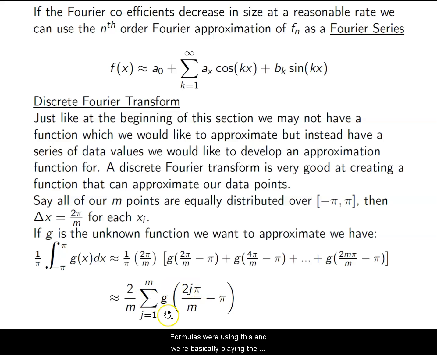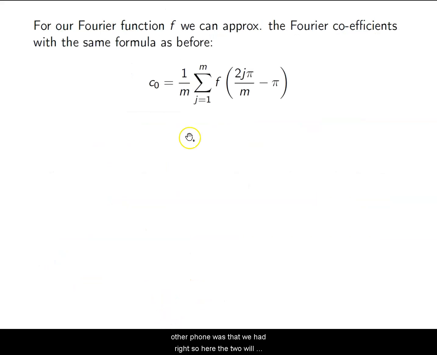So we're using this, and we're basically applying the other formulas that we had, right? So here the 2 will cancel out, and we'll have the m. The m is acting like our pi, right? And then we're going to evaluate at my function value f that we're using to approximate g. So the same function, but at f instead of g, because I don't know what g is, but I'm making a Fourier function approximation.